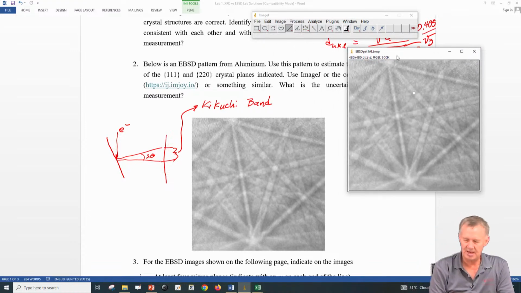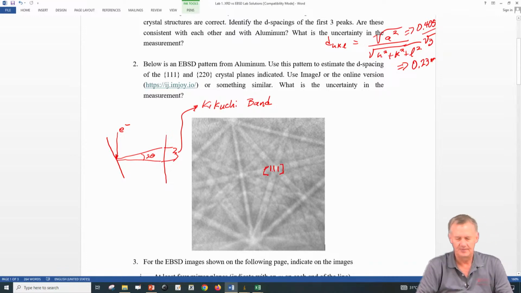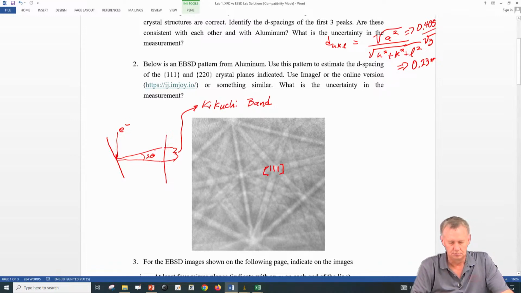So I can come back here to the pattern and say, okay, that's a 111 zone axis. And I'm going to draw this. I was going to draw it with pointy braces, but I'm going to draw it with square braces, because we'll say it's a specific 111. Okay, so we know that.